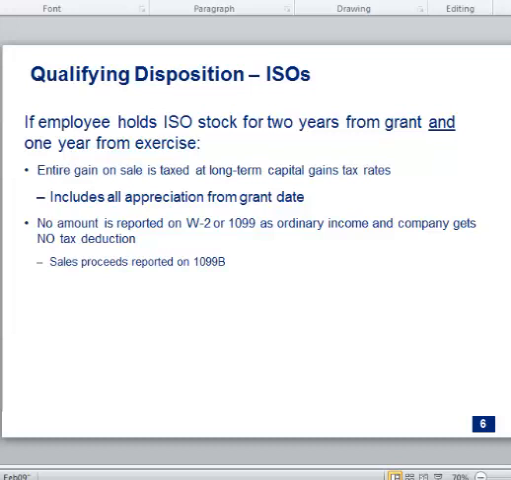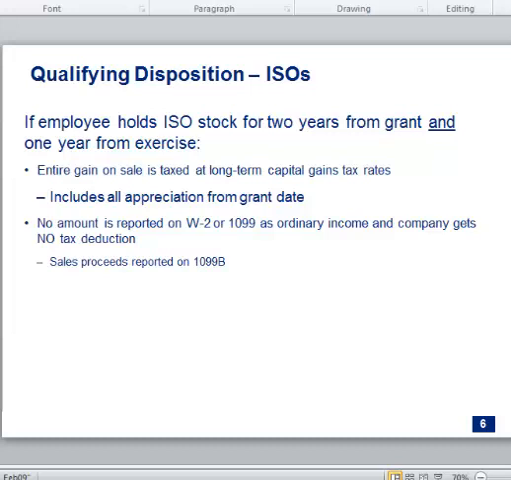Okay, so we've already covered disqualifying disposition of ISOs. A disqualifying disposition is just when you sell and you haven't met the holding period requirements. There's comments in the slides about things like when it's in the W-2, when it's subject to withholding. I'm going to kind of gloss over that for now.